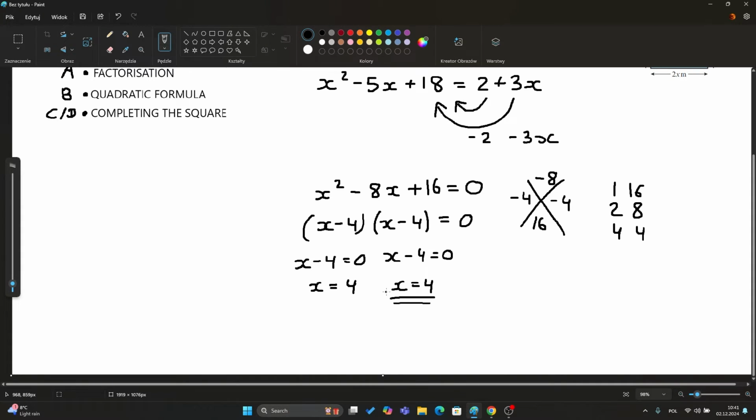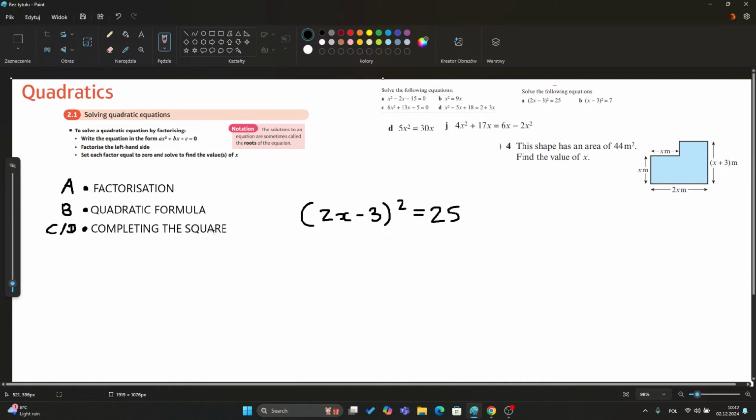So x equals 4 is the root or solution of x squared minus 8x plus 16 equal to 0. Now to solve this equation, we need to expand the brackets first. So 2x minus 3 and 2x minus 3 equaling to 25.